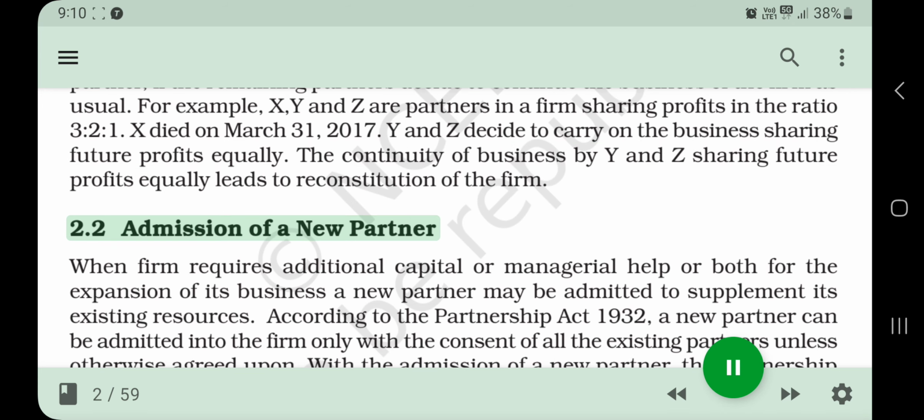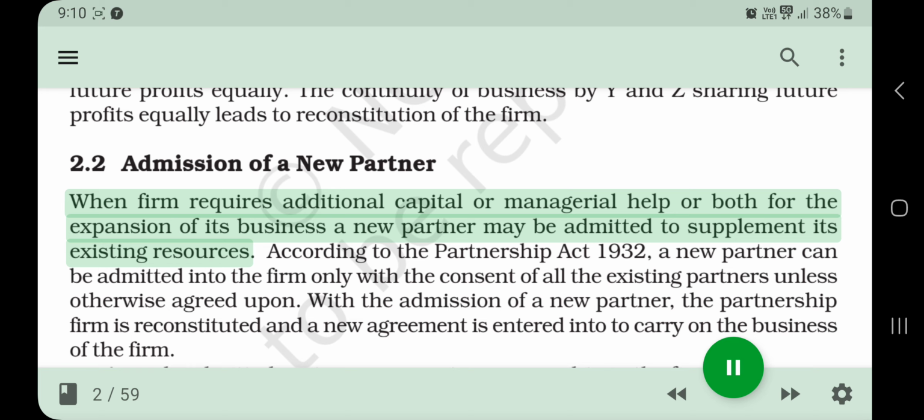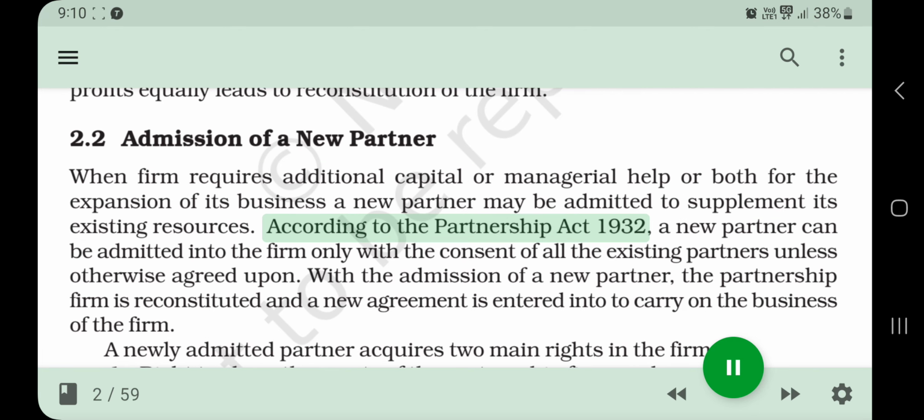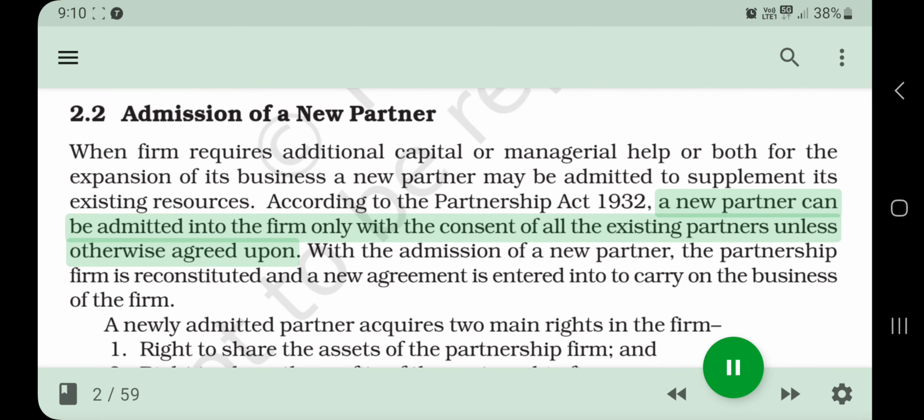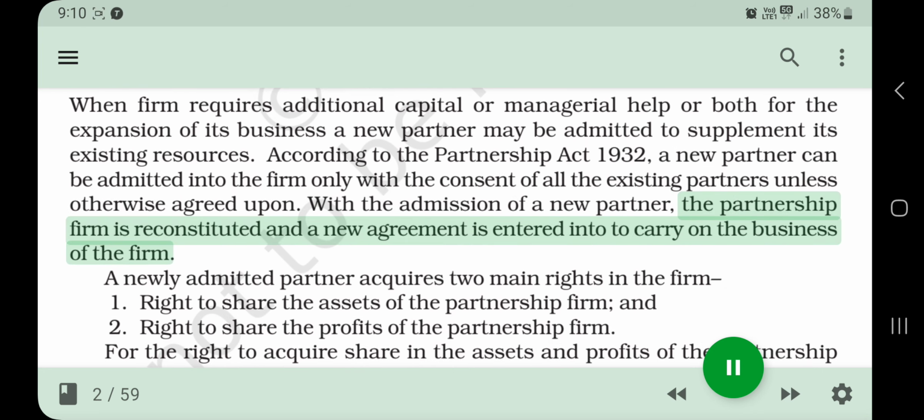2.2 Admission of a new partner. When a firm requires additional capital or managerial help or both for the expansion of its business, a new partner may be admitted to supplement its existing resources. According to the Partnership Act 1932, a new partner can be admitted into the firm only with the consent of all the existing partners unless otherwise agreed upon. With the admission of a new partner, the partnership firm is reconstituted and a new agreement is entered into to carry on the business of the firm.